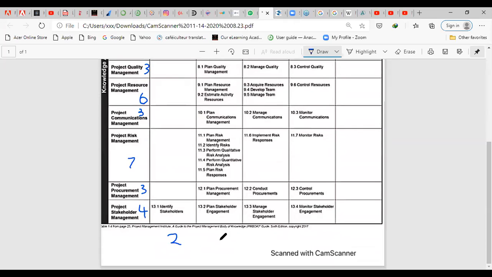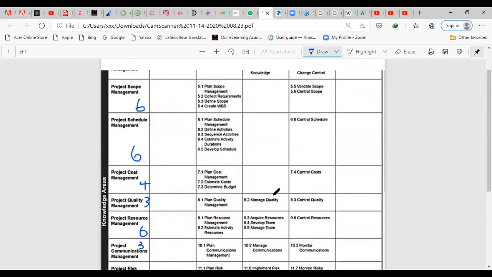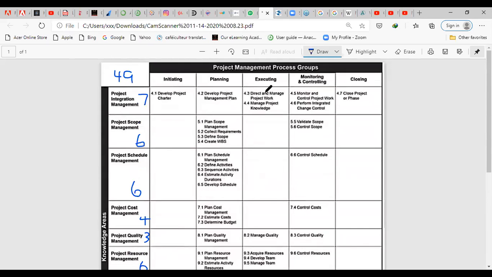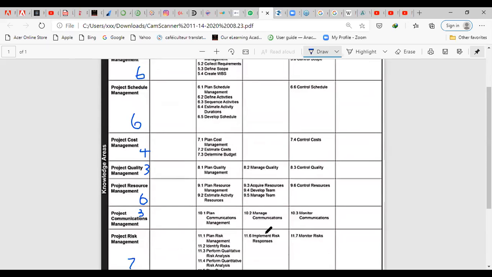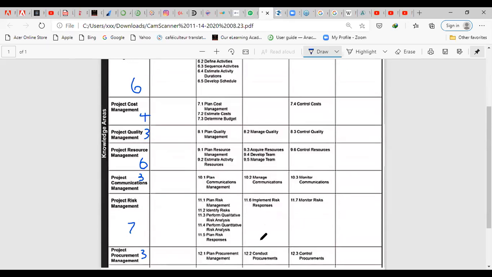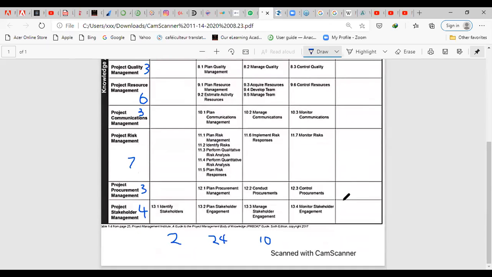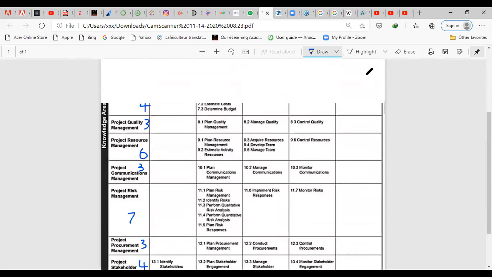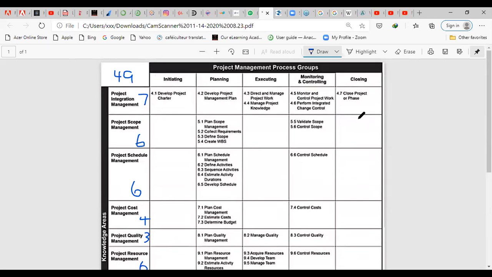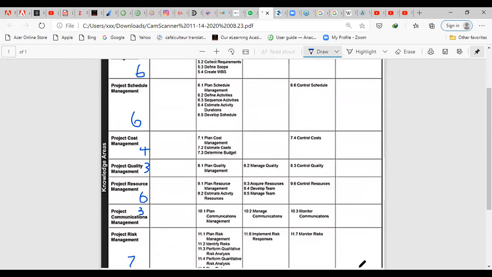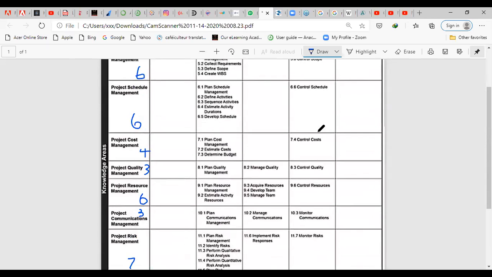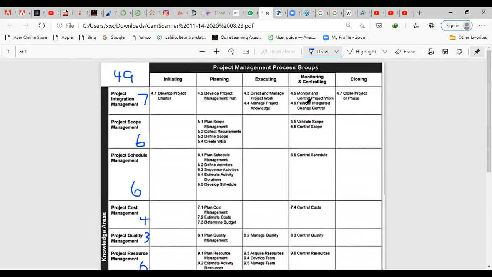So 24. Then we come to the execution phase: 2, 3, 6, 7, 8, 9, and 10. So you have 10 here. Then you come to the close project, you have only 1. So let me put that 1 here, and then let's go to control. So control, you have 2, 4, 5, 6, 7, 8.